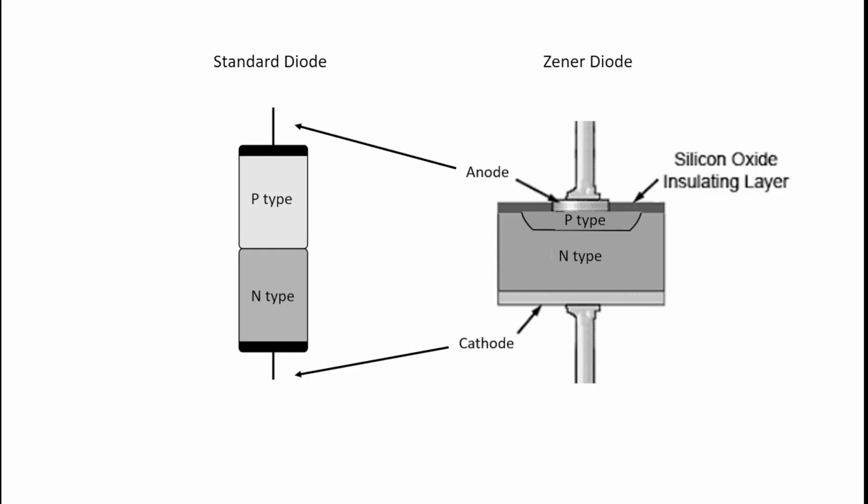On the left, a standard diode has a single PN junction. P and N-type material is used. Same on a Zener diode. We have P-type material and N-type material, but you can see the proportions of them are much different. A Zener diode still has an anode and a cathode connection.